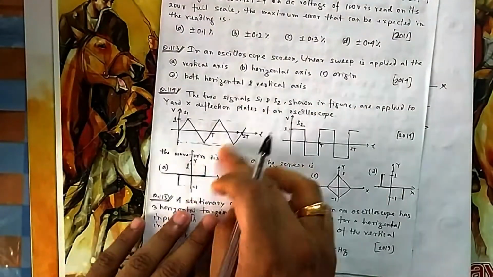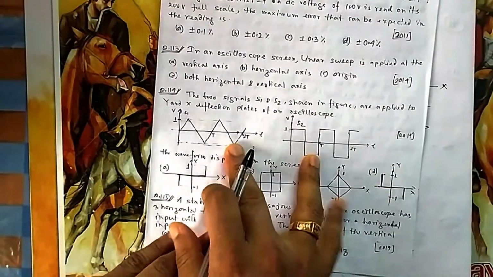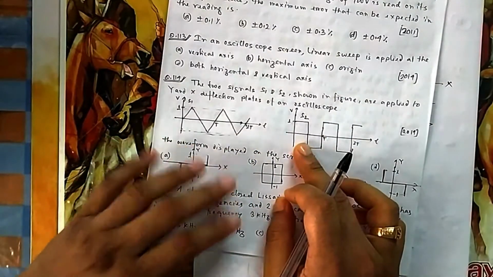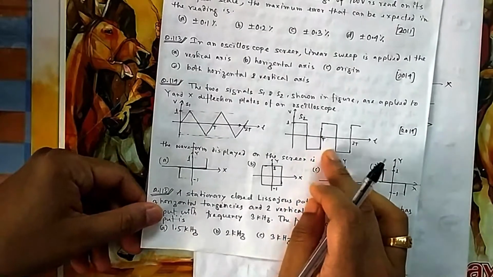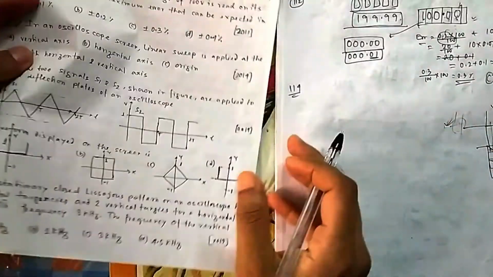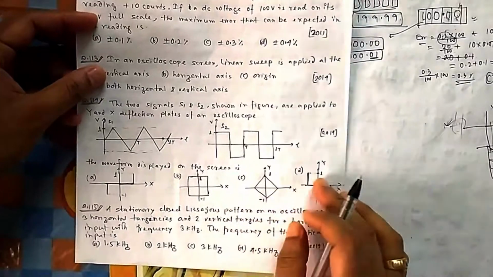114 is again two signals, S1 and S2, applied to the XY deflection. So you can draw it, or you can find it by making a table. That depends on you, which one you prefer. First let us go with the table, then I will show you the drawing. The table will be easy for you because you have been given this waveform, and you can check which one is satisfying.